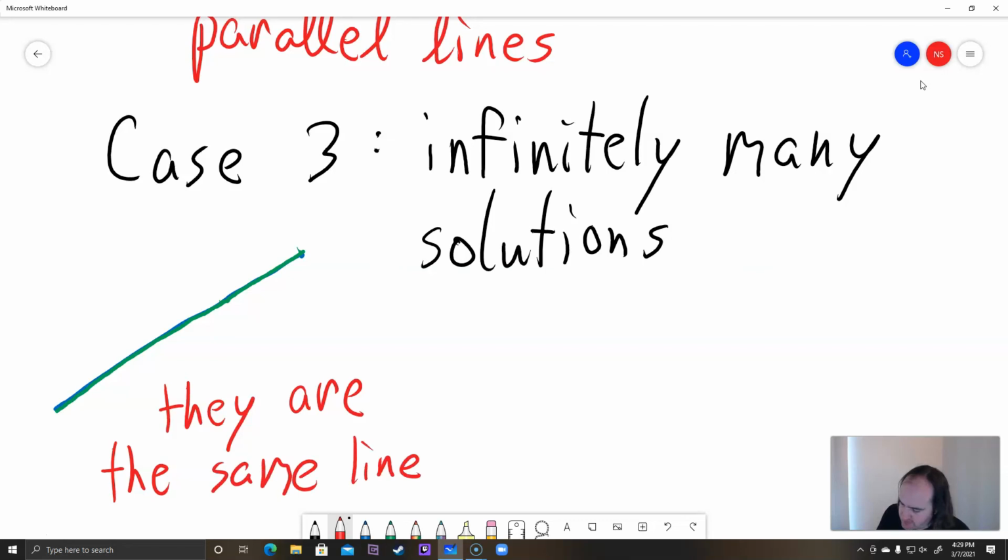So there's different ways of writing the same line. You can write the same line with different equations, and that's what you're seeing there. And if they're the same line, of course they have an infinite number of points of intersection. Because if you just look, 1, 2, 3, 4, but you can always just count more and more. So there's an infinite number of points where it intersects.